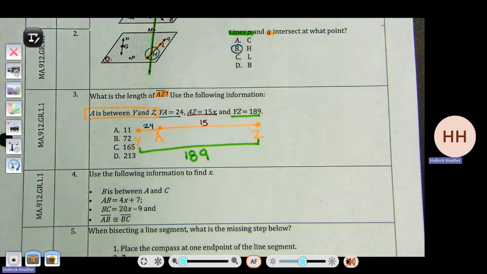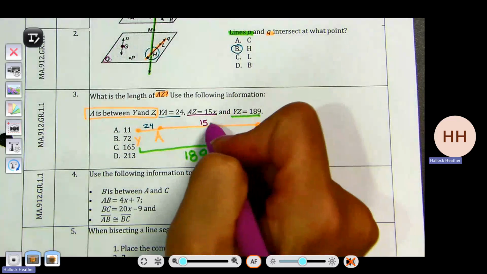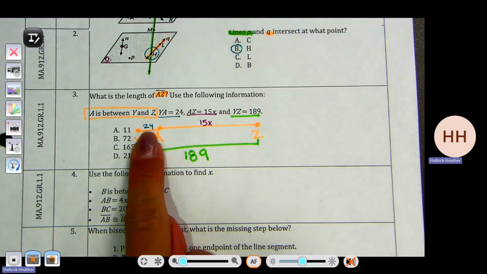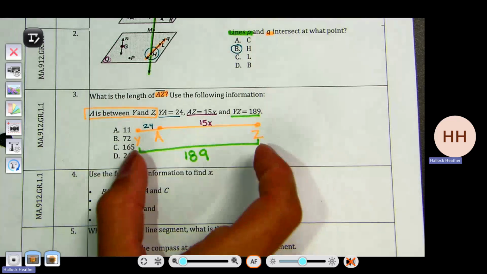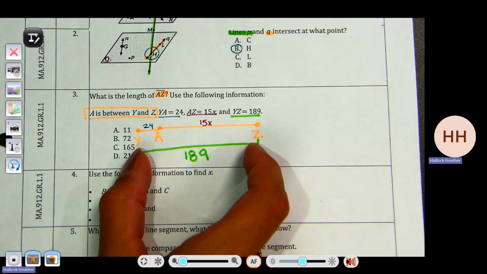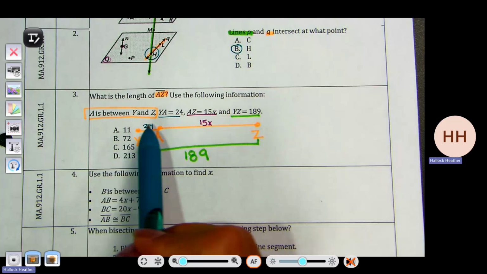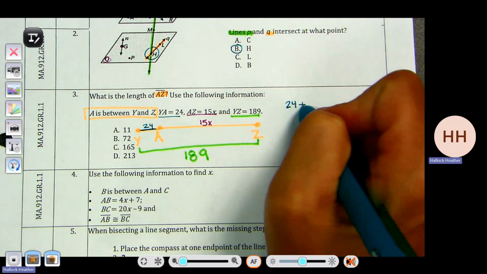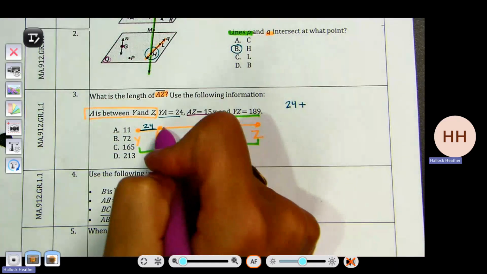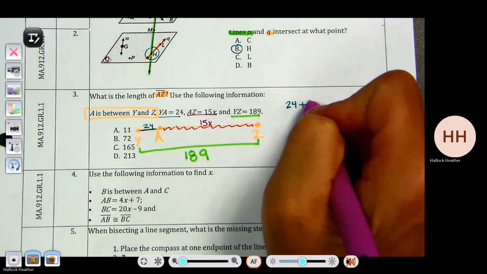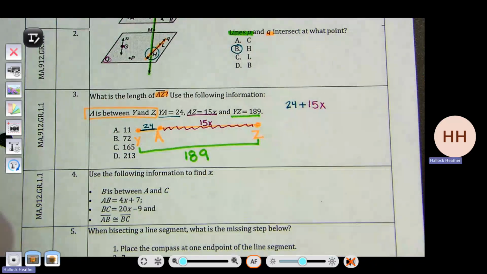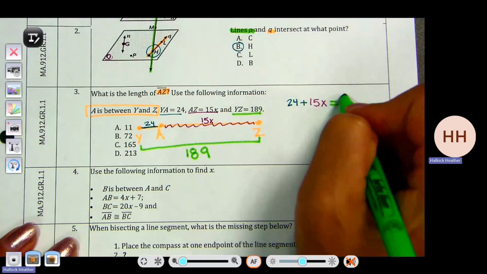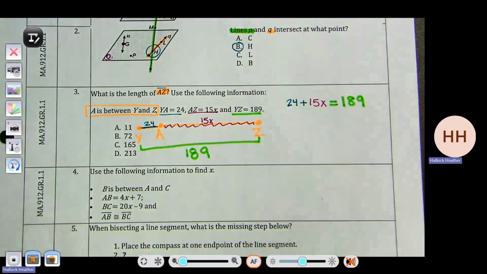So this is the segment addition postulate. I forgot my X. This is where we take one little piece, add the other little piece, and set it equal to the whole distance. It's going to make an algebra equation, so I'm going to do it off to the side. I have 24 as my small piece, and I am adding the other small piece, which is 15X. And I'm setting it equal to the total. The total length of the line, they tell me, is 189.